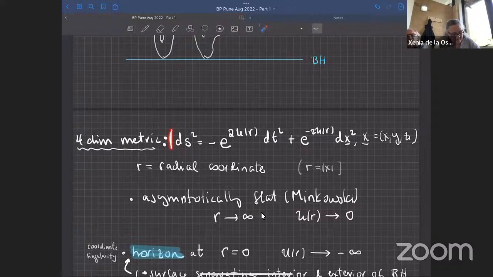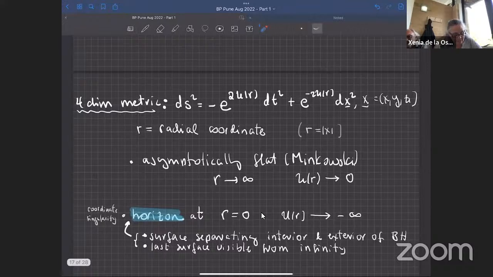This metric is written in coordinates that are singular when r is zero. There is a coordinate singularity when r is zero, and we have a horizon there, right? This function tends to minus infinity as r goes to zero. If you have never worked with black holes, one way to think about this horizon is as a surface that separates the interior and the exterior of the black hole. If you are standing at infinity, meaning r goes to infinity, this is the last surface that is visible from there, right? To properly understand the horizon, of course, one needs to do more work. But for these talks, this is perhaps sufficient.